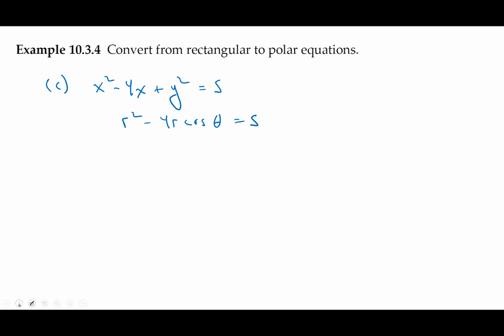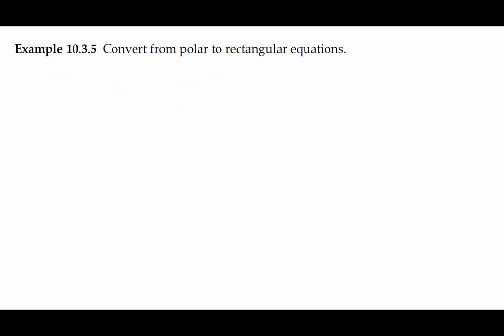All right. Let's go the other way. Polar to rectangular. Let's say we have r equals 3. Well, that means that r squared is equal to 9. And why did I use r squared? Oh, because that's how I relate r to x and y. It's through r squared. And so I get a circle of radius 3 centered at the origin.